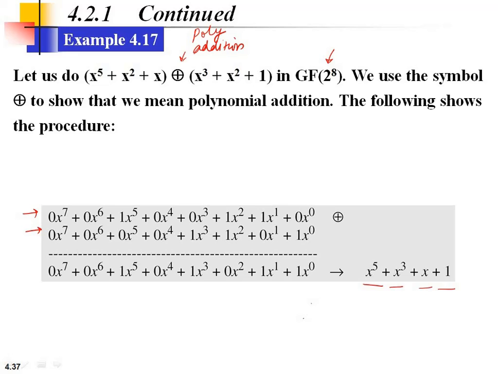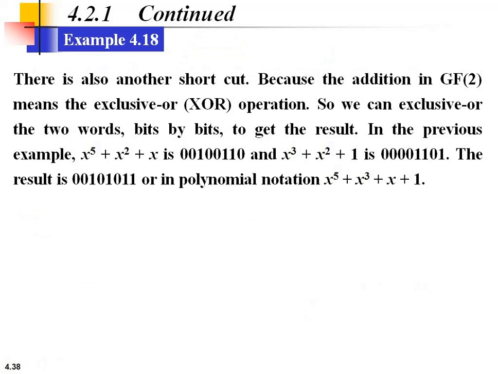and these results can be obtained by taking the XOR of the coefficients at the same position. So this is basically a shortcut because the addition in GF2 means the exclusive OR operation. So we can XOR the two words bit by bit to get the result. So simply by doing XOR we can get the addition of two polynomials or the difference of two polynomials.